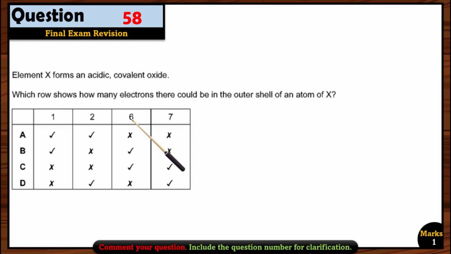Let's see which one is group 6 and group 7. If they belong to group 6, they have 6 electrons in the last shell, and group 7 means they have 7 electrons in the last shell. So they are non-metals. So we have to choose the option that has both 6 and 7 electrons in their last shell. So option C is correct.